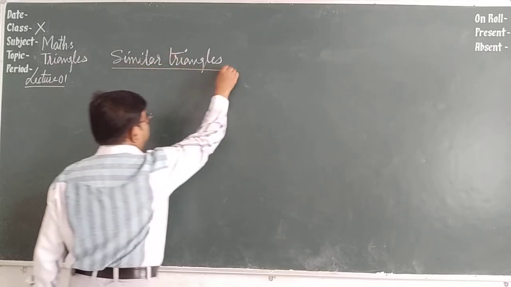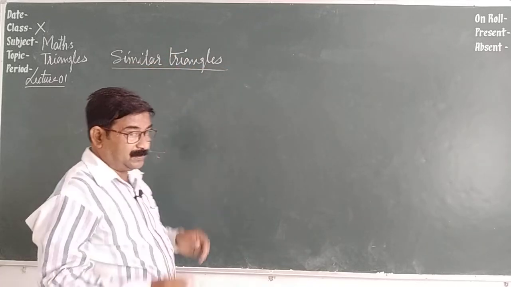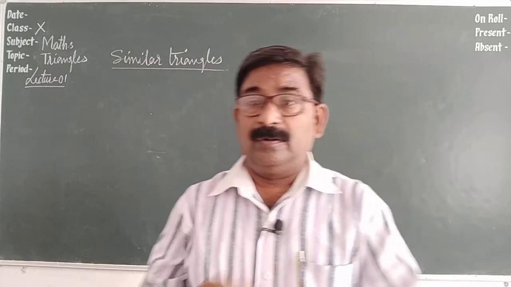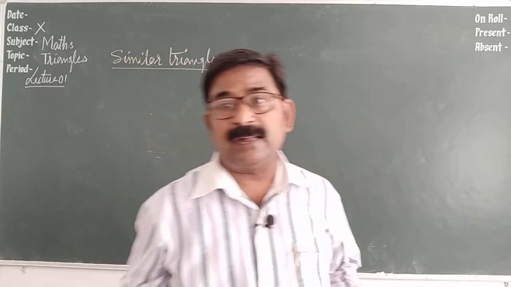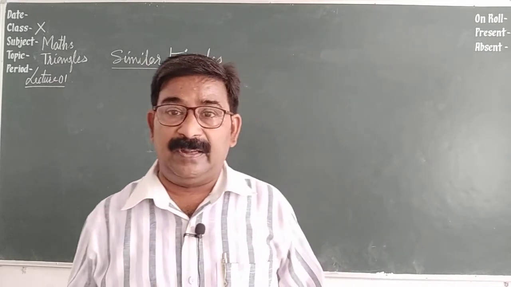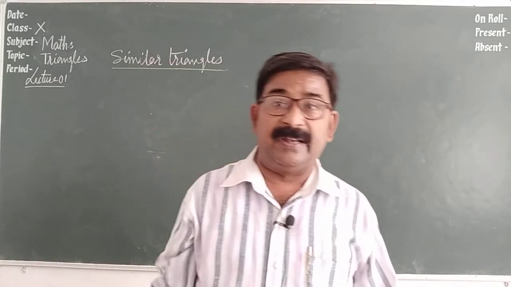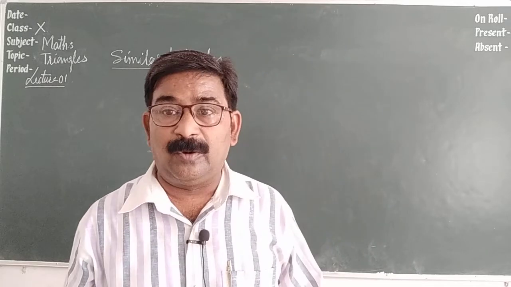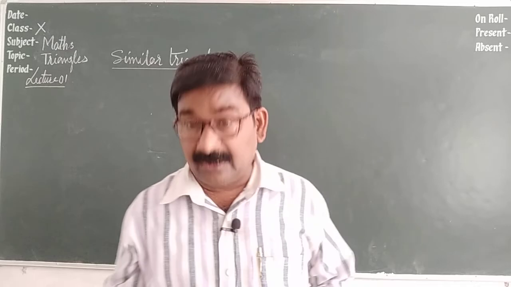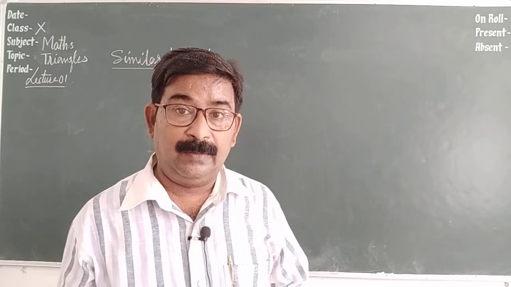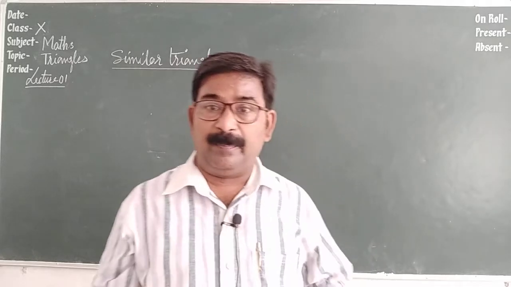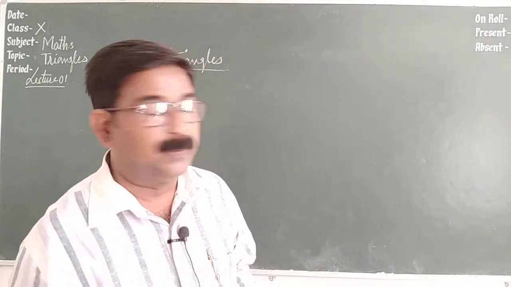Similar triangles. Two triangles are said to be similar if they are the same in shape, but may or may not be the same in size. So we are taking the condition "may not be." If it is "may be," then the triangles are congruent. If "may not be," the triangles are similar.